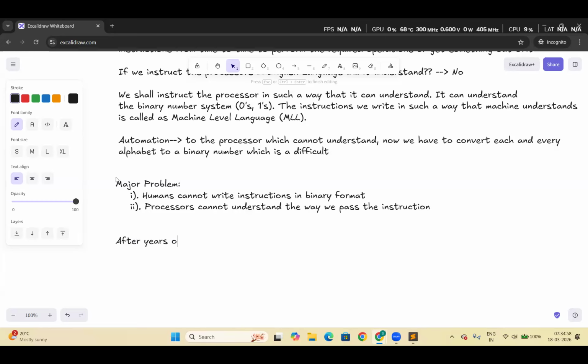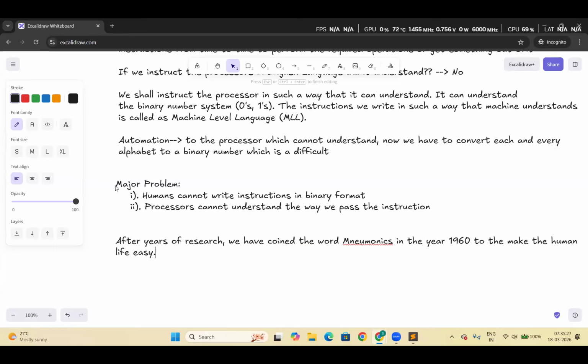After years of research, we coined the word mnemonics in the year 1960. Clear? To make human life easy. This is your first ever programming language. If you want to speak of the history of programming languages, mnemonics is your first ever programming language. Forget JavaScript, forget Python, forget everything. Okay.